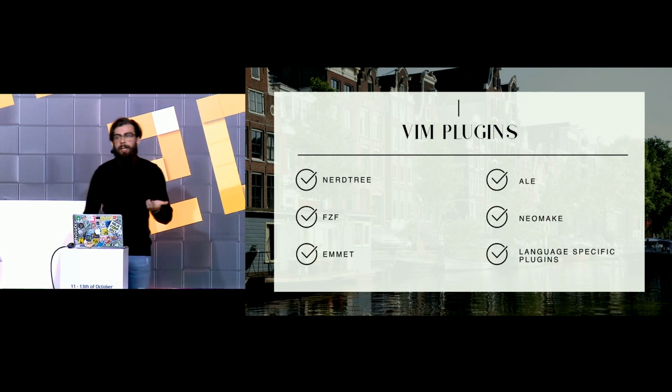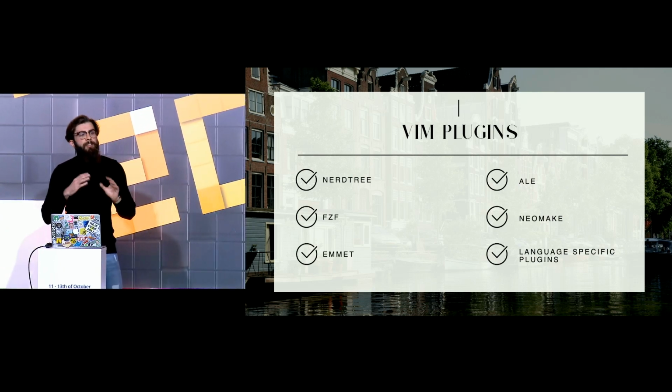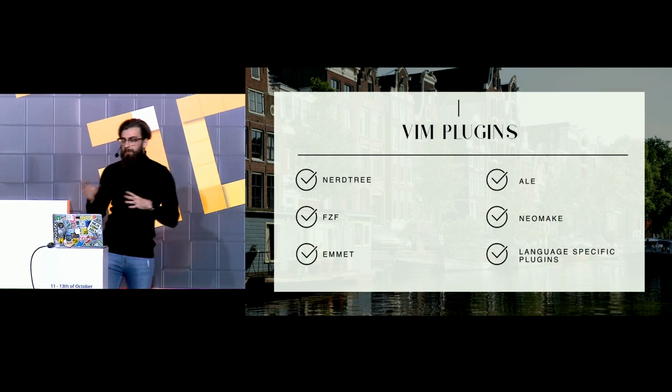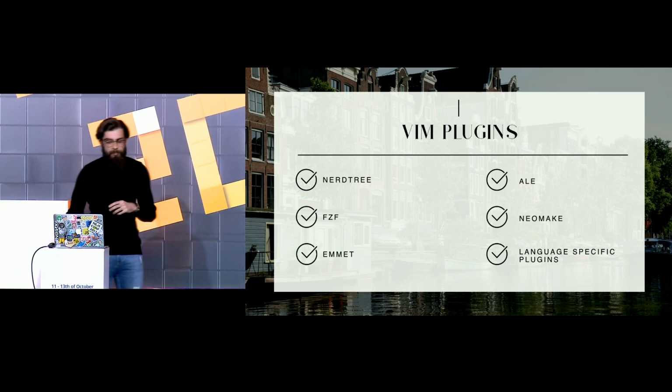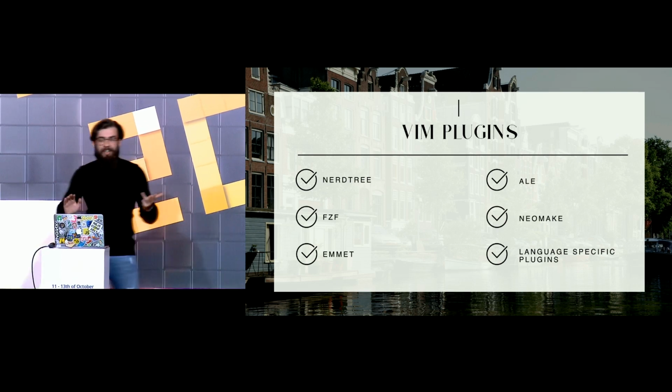Then there's also NeoMake, which allows you to run tasks asynchronously. The whole thing I've said about saving and things being slow because of syntax checks, type checks, all that kind of thing. And then there are language-specific plugins, which you should definitely get one for the language you're writing. If you're writing JavaScript, get a JavaScript plugin. If you're writing Rust, get a Rust plugin. If you're writing Go, get a Go plugin. If you're writing Java, I'm sorry. No, just kidding. Java's nice.